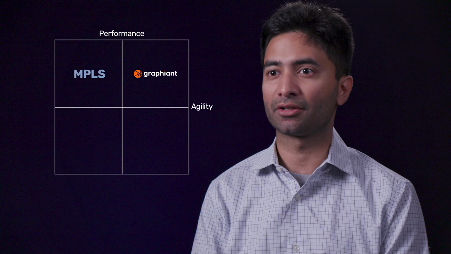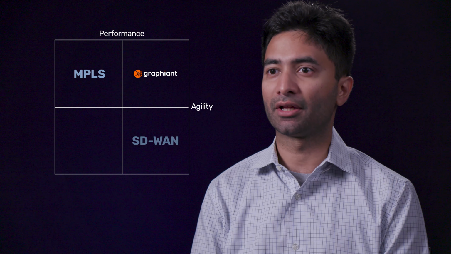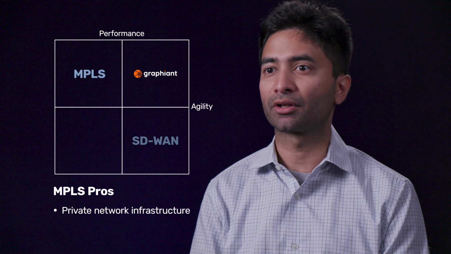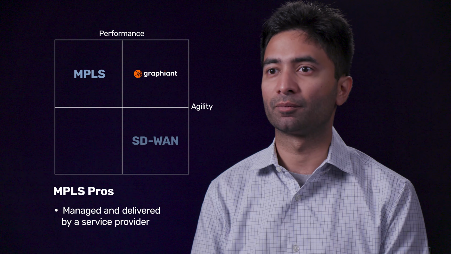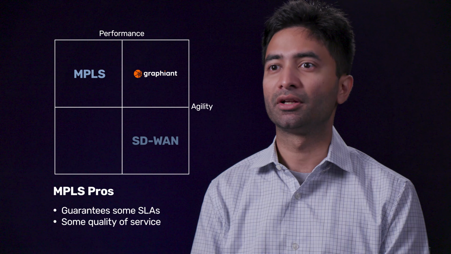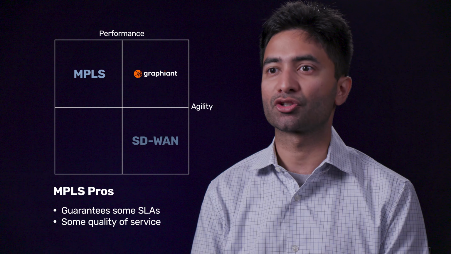Typically, as an enterprise, you have two options. You either go for MPLS VPNs or you go for SD-WAN. With MPLS VPNs, you get a private network infrastructure managed and delivered to you by a service provider. This guarantees you some SLAs, some quality of service, and it is private infrastructure.